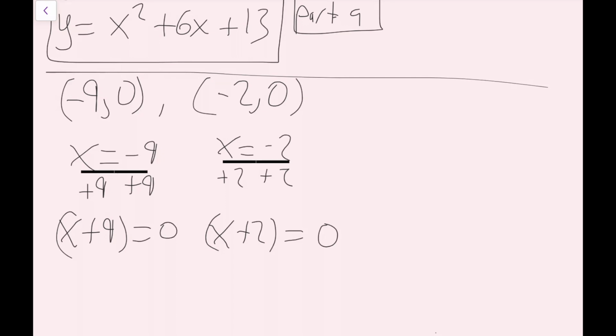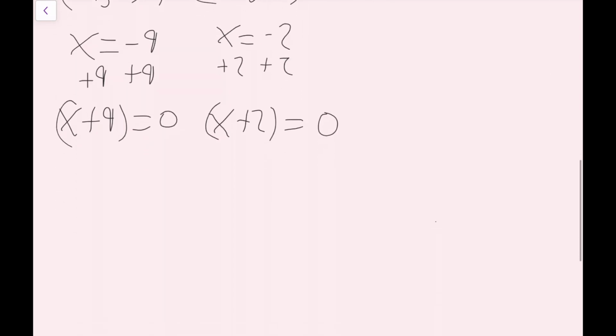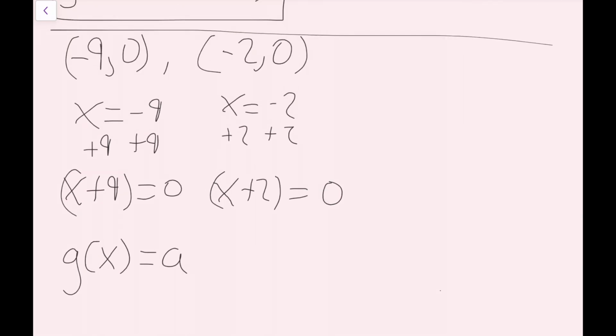These values will cause it to equal 0. So in my function, we'll call this g of x. g of x equals, well, I don't know what a is yet, but I can figure that out soon. And then I'm just going to multiply this times this, because that will guarantee me that these 2 points are on this parabola. So a times quantity x plus 9 times x plus 2. I know this is a bit confusing, but if I plug in -9 here, this whole thing will equal 0, and then the y value will be 0. And over here, same thing, -2, if I plug this in, this will be 0.